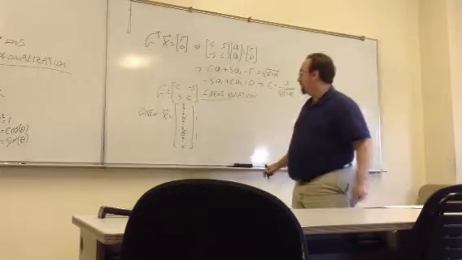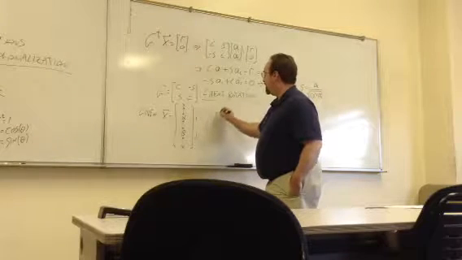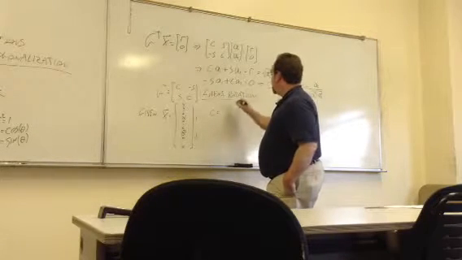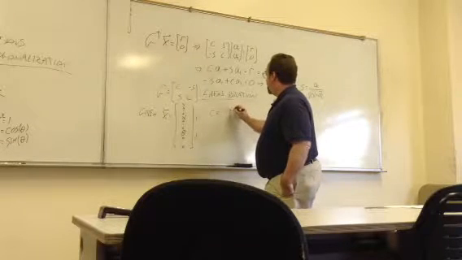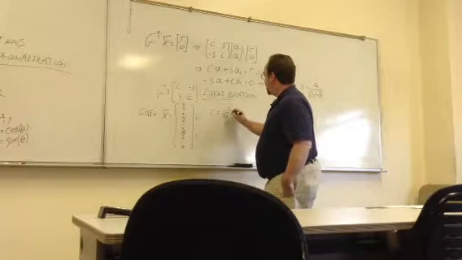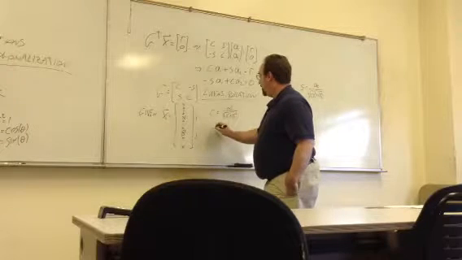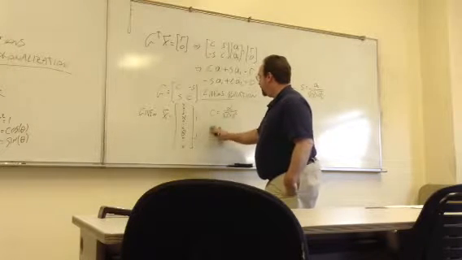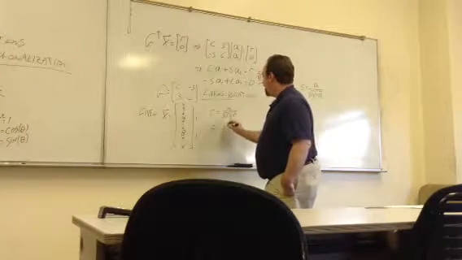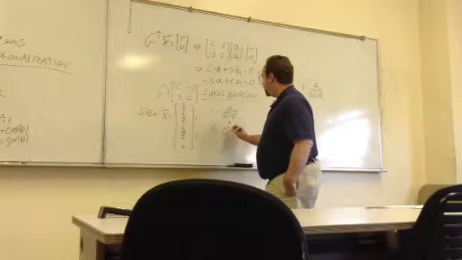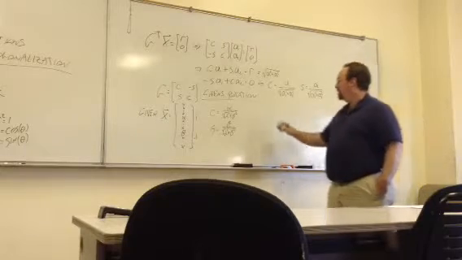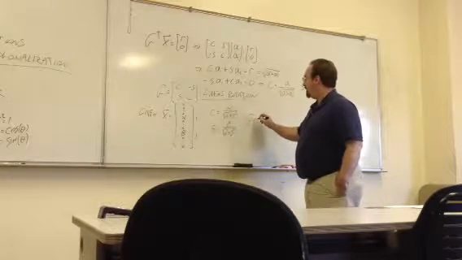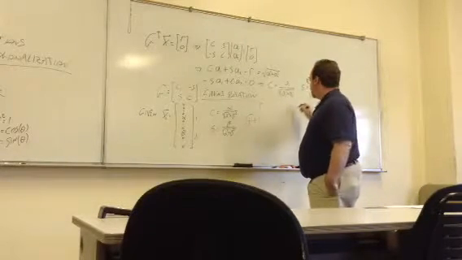So what I can do is I can let C be equal to alpha over square root of alpha squared plus beta squared, S be equal to beta over square root of alpha squared plus beta squared. And then my Givens rotation will have this form.